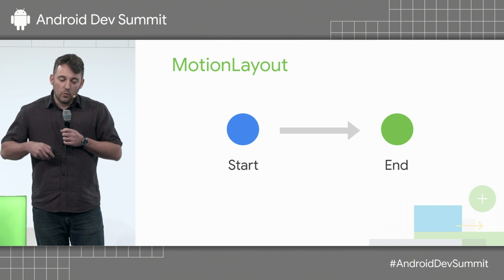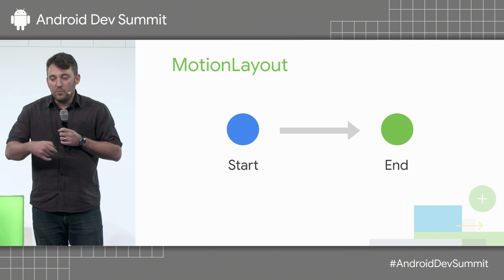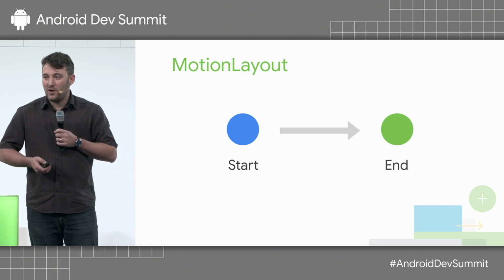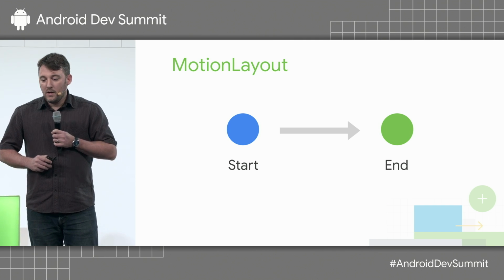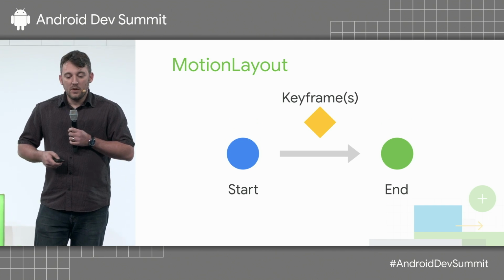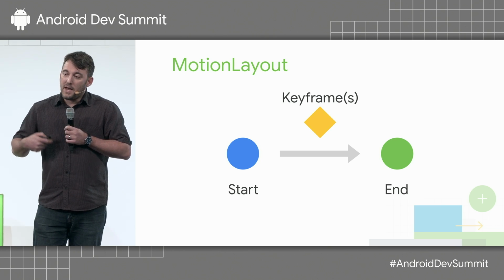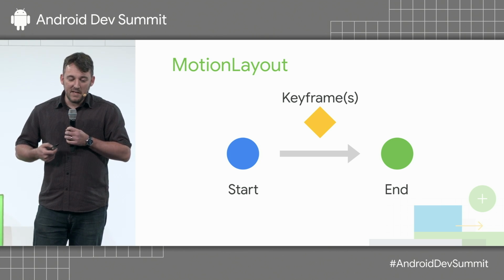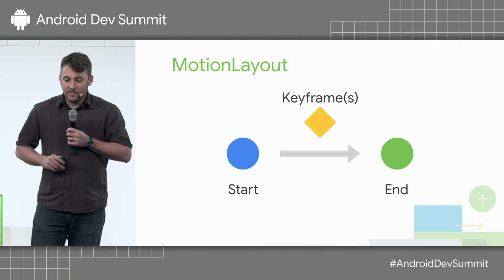In addition to supporting layout changes, so if we have two versions of the layout to go from one to another, we also support custom properties. For example, if you want to animate colors, and we also support the concept of keyframes. You can think about a keyframe as a modifier on that transform between the start and the end.